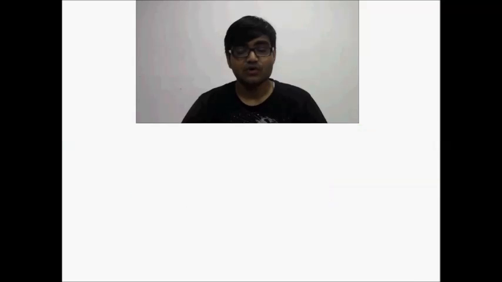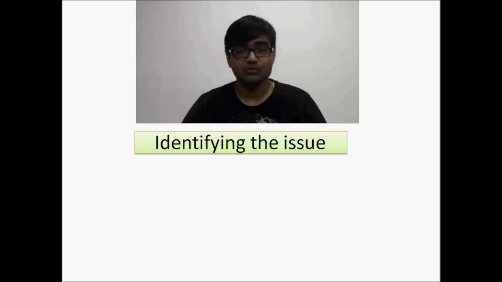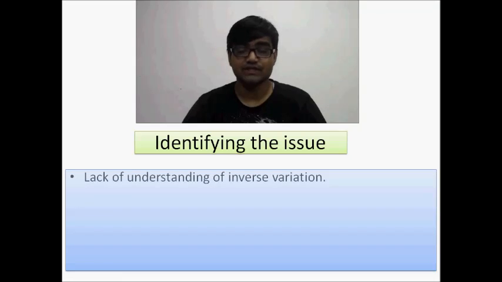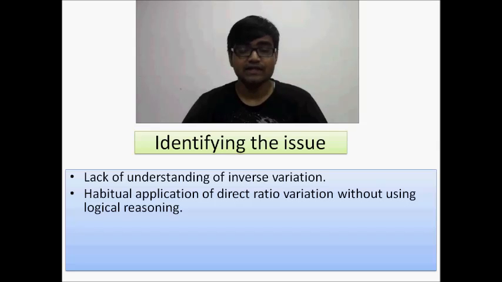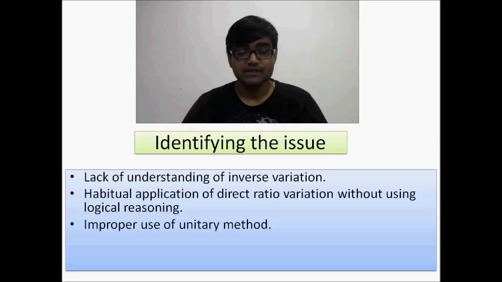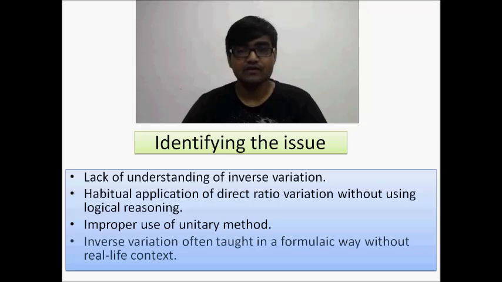Let us try and figure out some causes behind this misconception. First and foremost is the lack of understanding of what inverse variation is. Students do not recognize cases where inverse variation is used and therefore confuse it with direct proportionality. Most students are habituated with the use of direct proportions and unitary method to solve problems since they use them extensively in earlier classes. They also use unitary method often to solve word problems, so they sometimes incorrectly use it in these cases. One reason for the lack of a deep understanding of inverse proportionality might also be the very formulaic and non-contextual way in which inverse proportionality is sometimes taught to students.